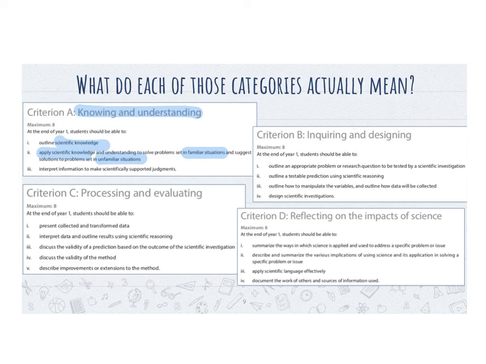Our next one is inquiring and designing. This is more like, can you outline problems and questions that you want to look into? Can you design scientific investigations and models to solve those questions? Processing and evaluating is about collecting and transforming data. When we say data, we mean things like numbers and observations. So basically, can I look at information and come to conclusions about that?